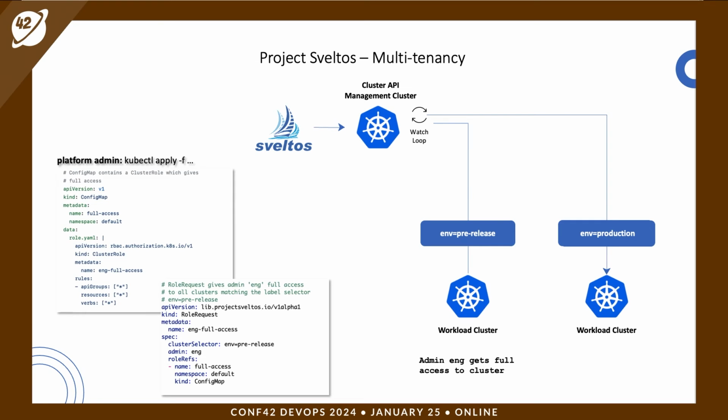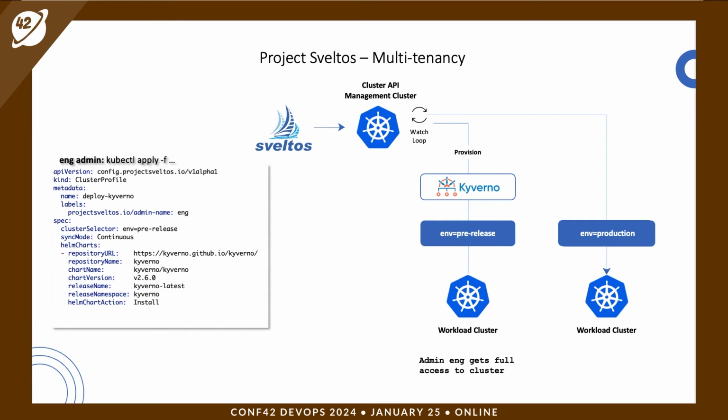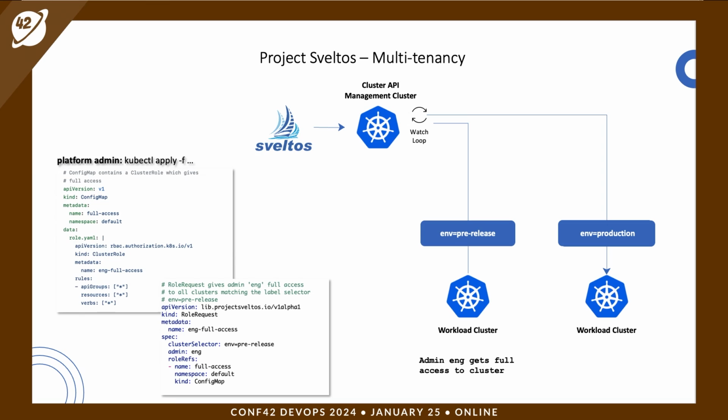So what happens if later on the tenant admin eng creates a cluster profile? We can see that this cluster profile is being created by the tenant admin eng by the presence of this label, projectsveltos.io/admin-name. Kyverno is going to be deployed in every cluster that is matching the label environment pre-release.